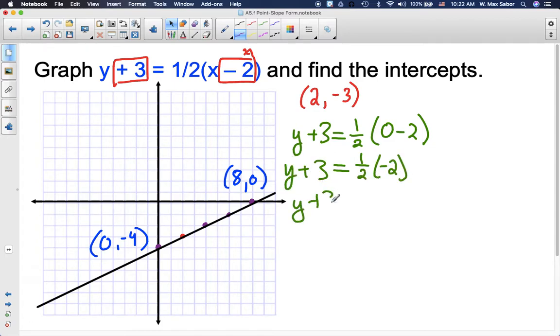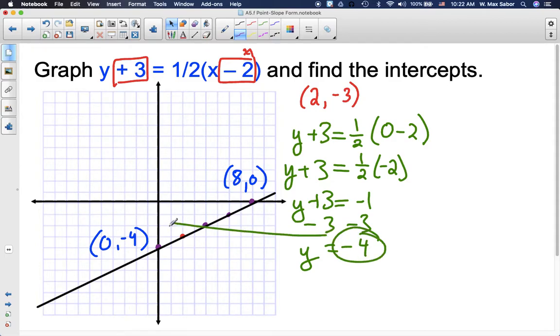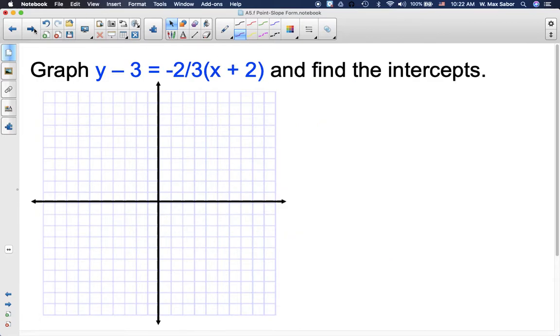So y plus 3 equals negative 1, and subtracting 3 from both sides gives you y equals negative 4, which is the same thing we get here. So this is a way you can find the y-intercept. You do the same thing, but plugging in y equals 0 to find the x-intercept.